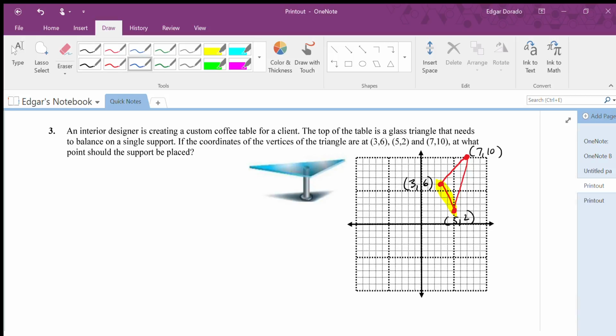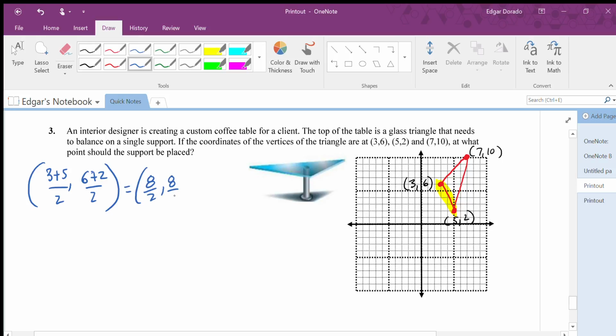So let's go ahead and do it. So I'm going to do 3 plus 5 over 2 and 6 plus 2 over 2. This is going to give me 8 over 2, 8 over 2, for a final midpoint of 4 comma 4. So 4 comma 4 right there. All right.